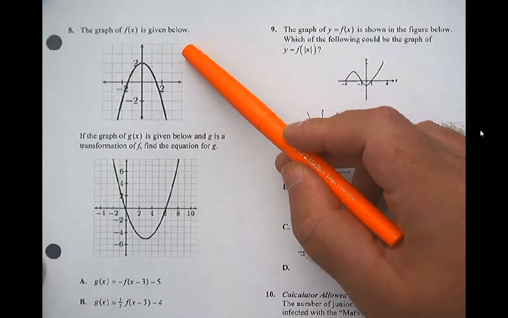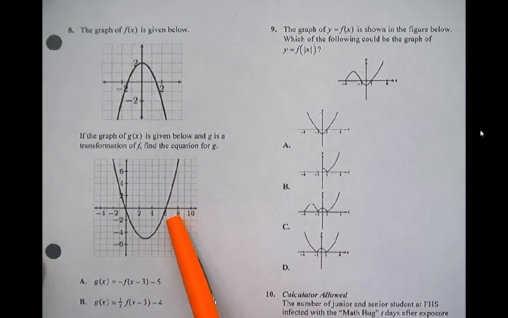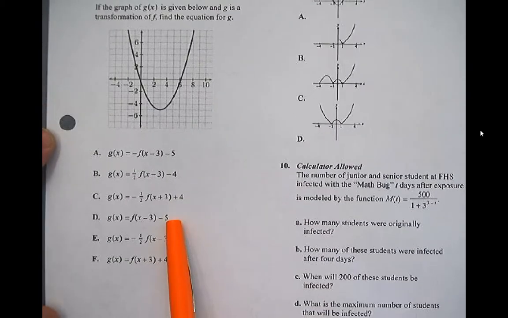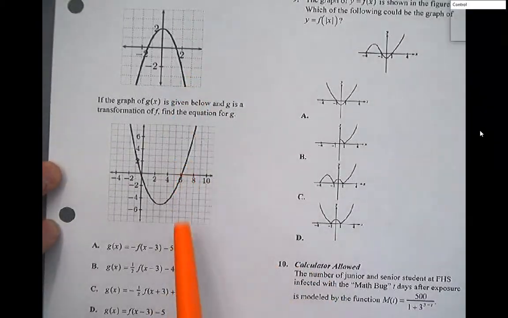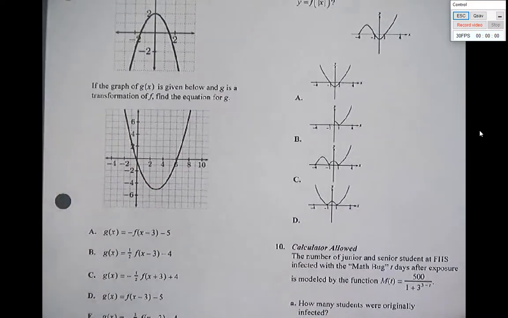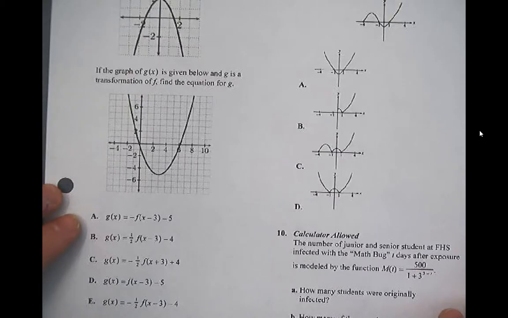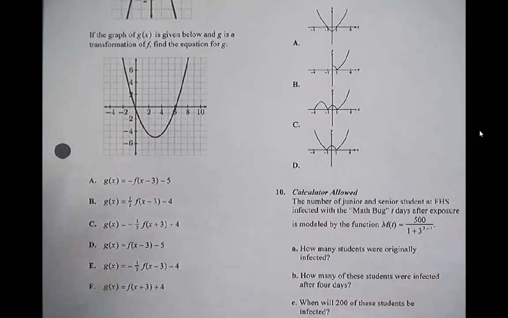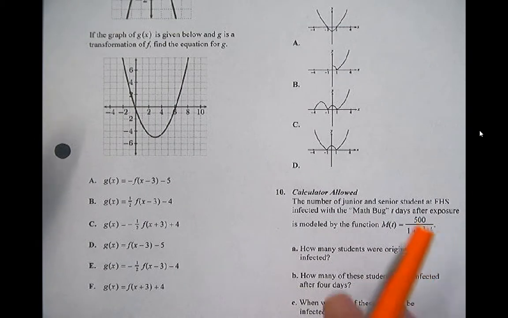All right, so where are we here? We've got a function. Then we have its transformed function. And we're supposed to figure out what we would have to do to the function to turn it from this graph into this graph. All right, that's not too bad. Yet again, when you have multiple choice, I think I talked about this in the last video, go through and eliminate what you can first, what makes the most sense.